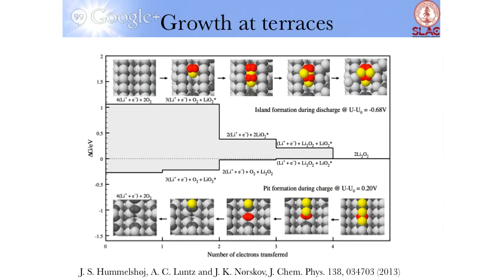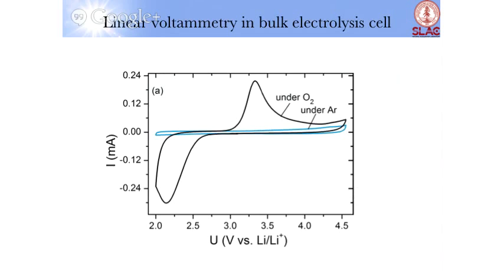And so this is all. So the theory points to the fact that we should observe low overpotentials. What does the experiment say? So what I show here is a linear sweep voltammogram.